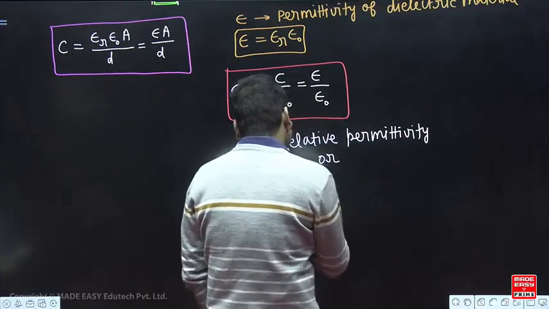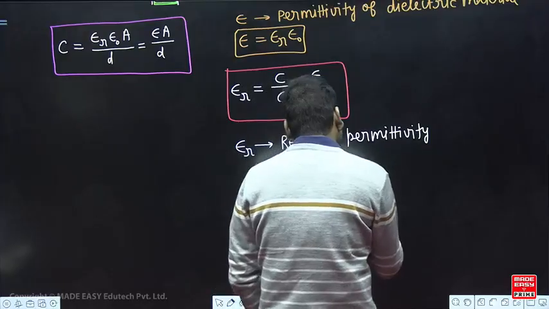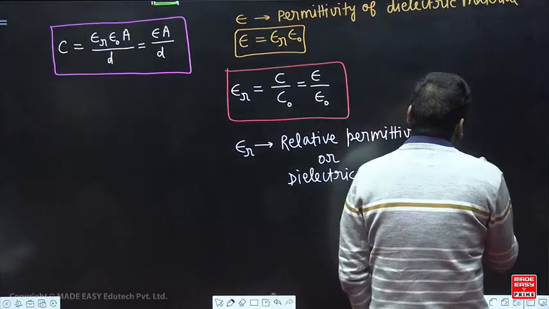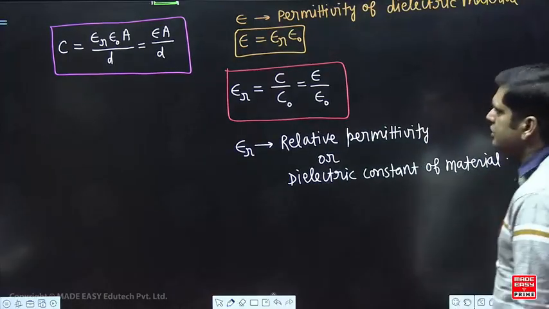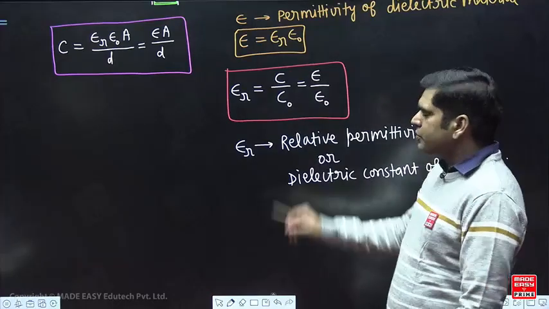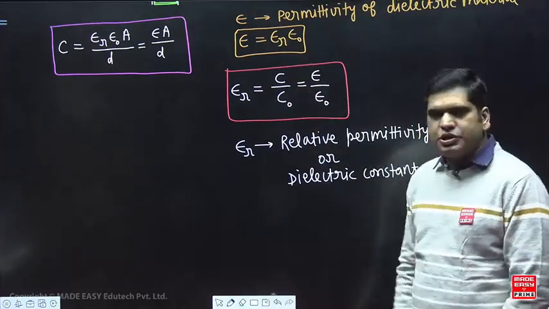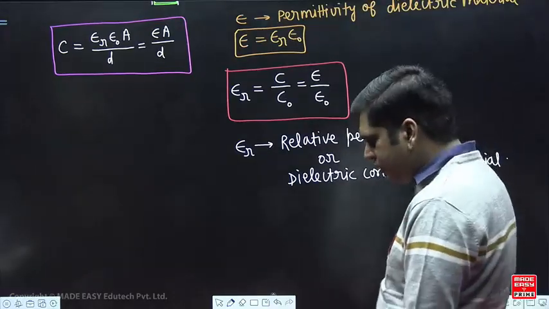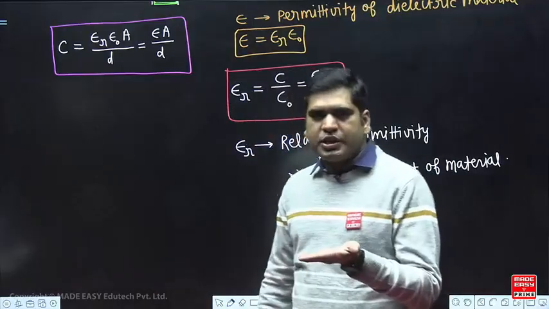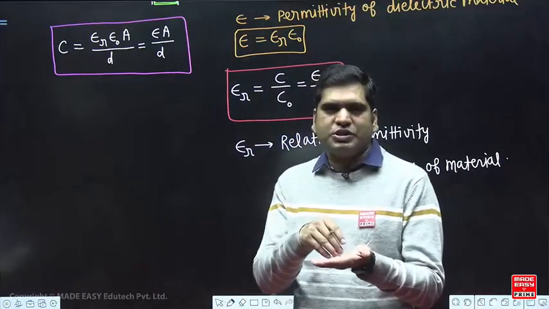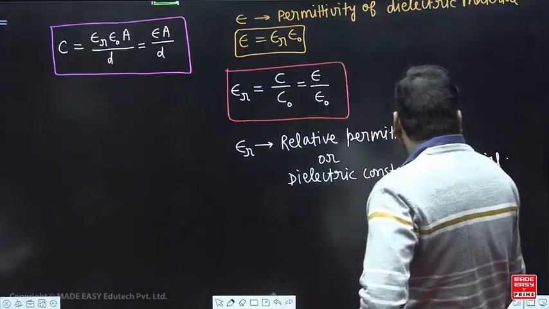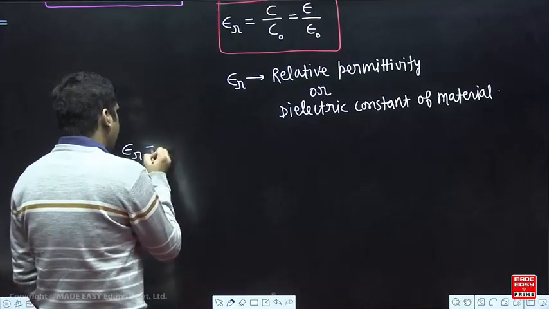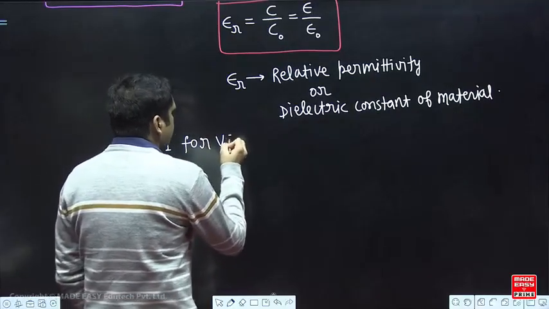And dielectric constant of material, it is also called dielectric constant. It is known as relative permittivity and dielectric constant of material. You see, for vacuum its value is 1, because for vacuum what will the value of C be? C naught by C naught is cancelled, so it is 1. Apart from vacuum, for any other material it cannot be equal to 1. Because we are making vacuum a reference, and with respect to that we want to see whether the capacity to store charge is higher or not. So epsilon R is 1 for vacuum.